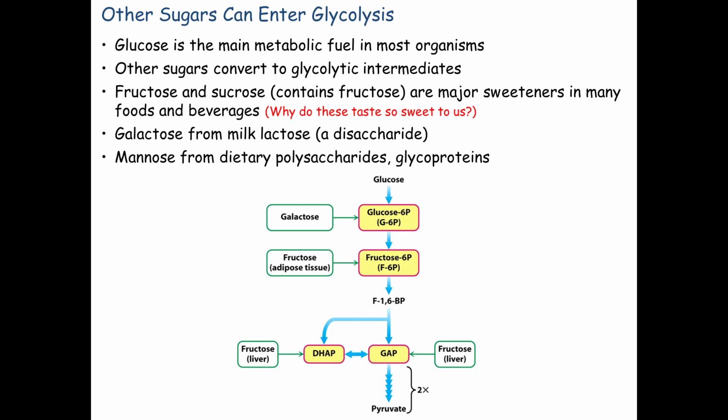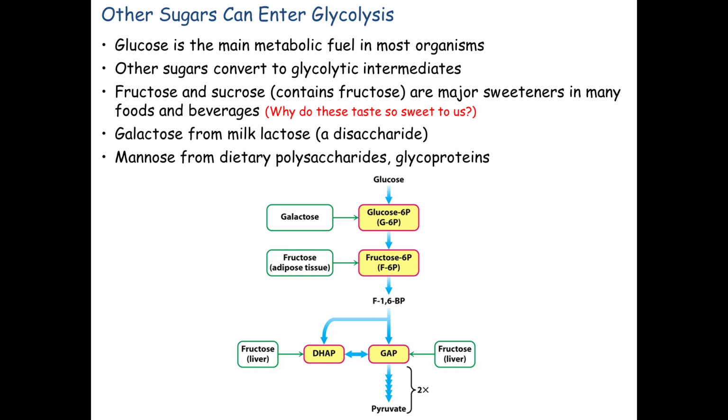If you eat fructose instead, we can phosphorylate fructose, make it fructose 6-phosphate, and it's ready to go. It's at step 3. So all these other sugars can enter our glycolytic pathway just by a slight isomerization.